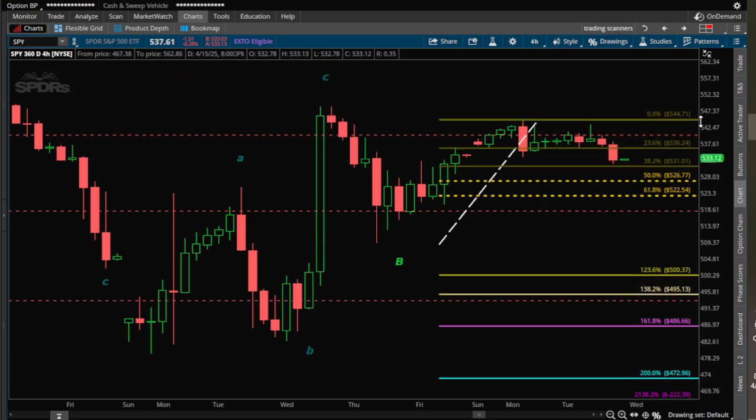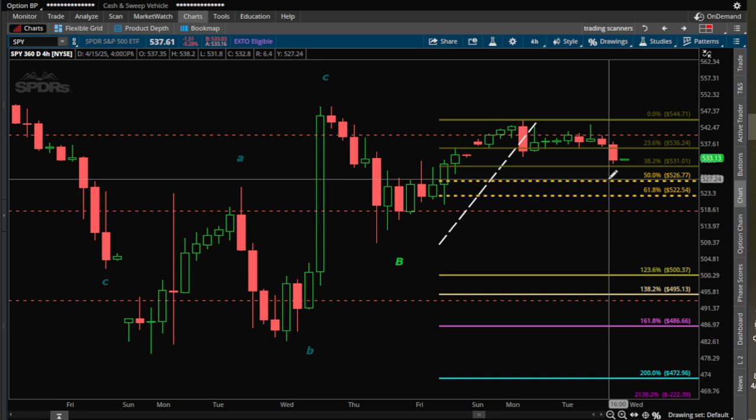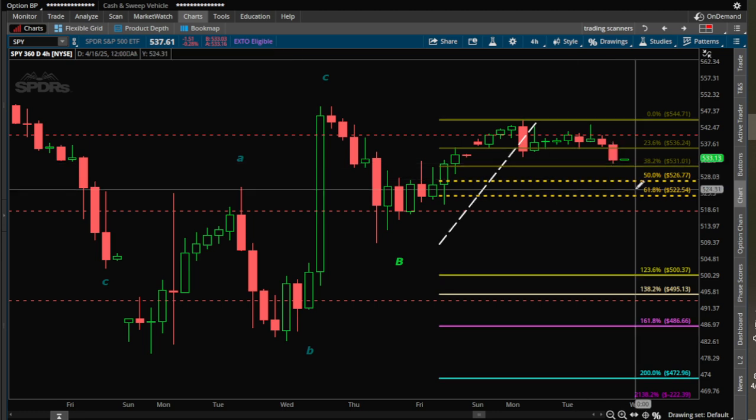Okay, now we can still go higher and come down a little bit lower before that happens, down to 526, down to the 50 or 61. Anything lower than 61.8, I would say we're going to have a trend change.